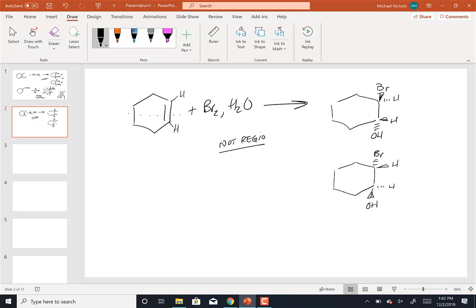Now, it is understood that if you write either product, the other one's got to be there in an equal amount. Because whenever we are doing one of these reactions, we're always going to get a 50-50 mixture between enantiomers. So these two products would be formed 50-50, but they are enantiomers. So if you wrote either one of those two products, you're basically writing both of them, because it's understood that we always have a 50-50 mixture of enantiomers.